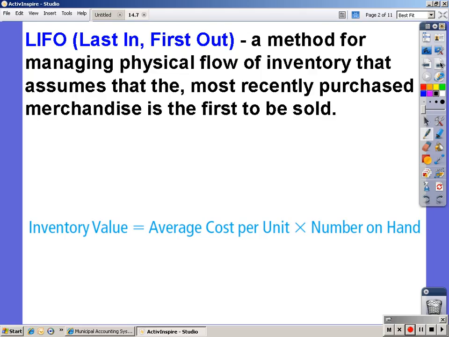LIFO. The LIFO method is last in, first out, which is a method for managing physical flow of inventory that assumes that the most recently purchased merchandise is the first to be sold. And then you have a formula, which is inventory value equals the average cost per unit times the number on hand. Press pause, get this copied, play to resume.